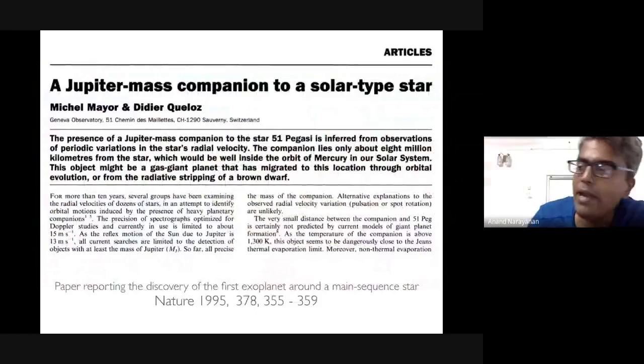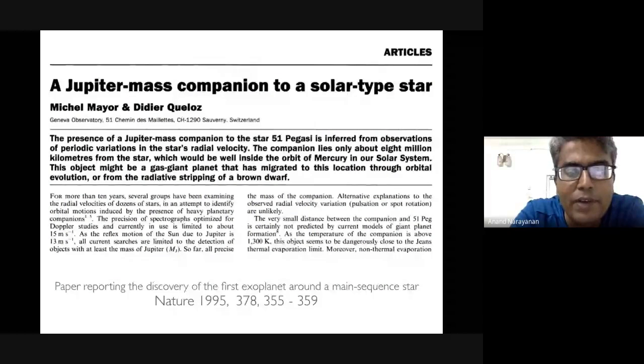And this discovery happened in 1995. So if you are less than 25 years old, then this discovery happened before you were born. And for the discovery of the first planet beyond the confines of the solar system, for this discovery, in 2019, Michel Mayor and Didier Queloz were awarded the Nobel Prize in Physics, 25 years later. So this is the paper which they wrote in Nature magazine announcing to the world the discovery of this extrasolar planet.